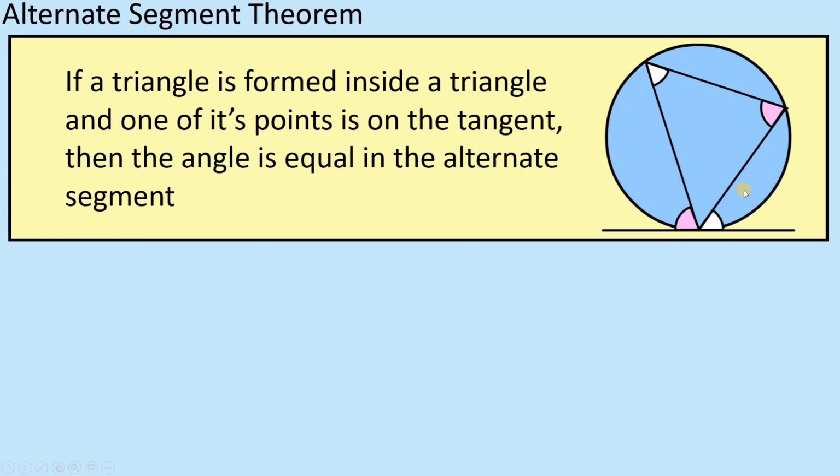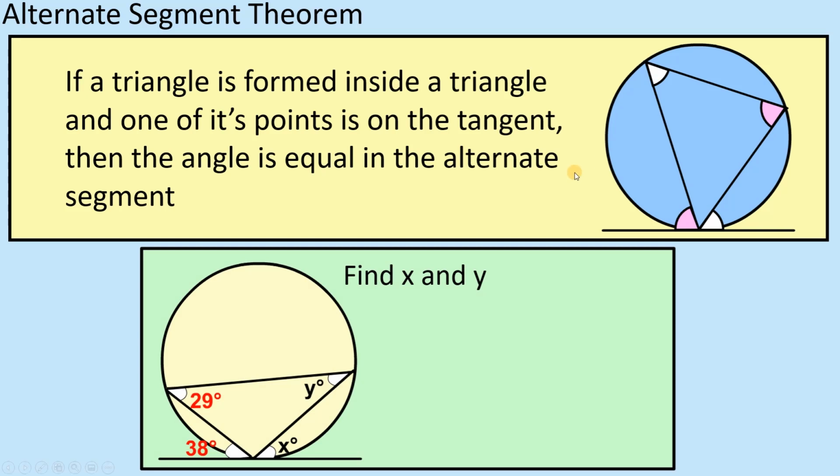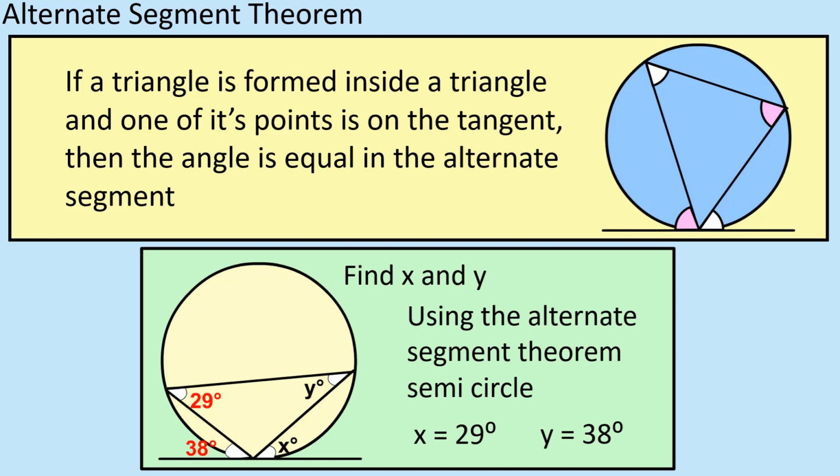So what we've got, and this is the bit you probably recognize, is that this angle in here, pink, is the same as this one over here. So that angle that's formed is alternate to that one up here, and then this one over here is alternate to that one over there. So looking at this one here, we've got a tangent and a triangle has been formed. So what we're saying here is that this x is the same as this one, and then this one is the same as this one. So x is 29 and y is 38. This is classed as the alternate segment theorem.